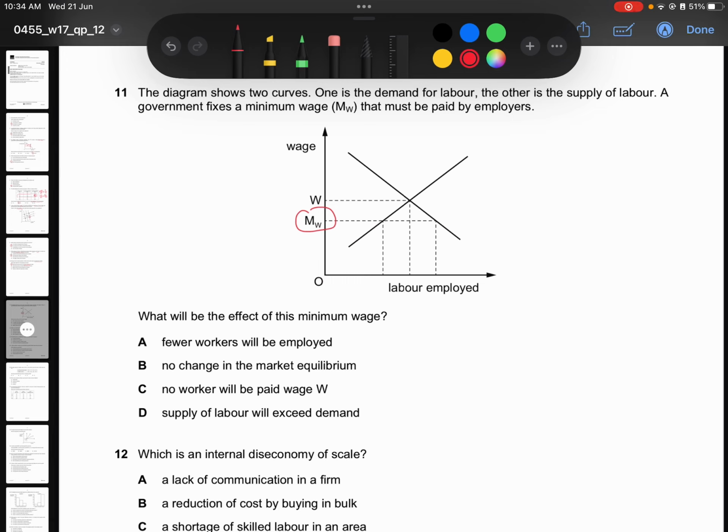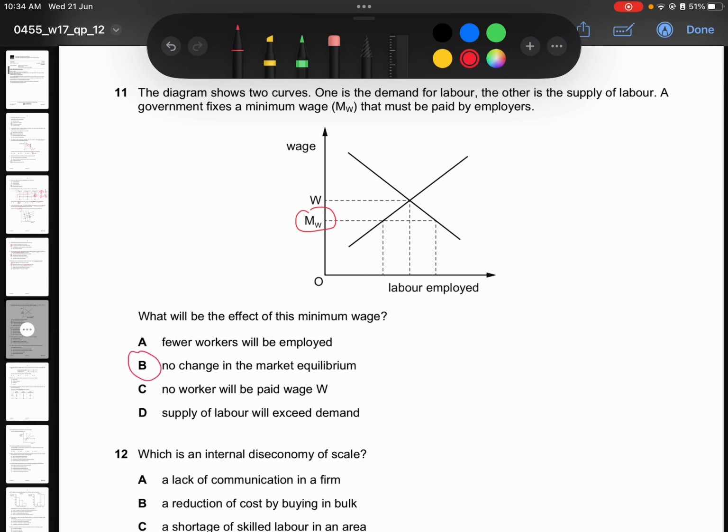Now this is kind of a tricky question, but a key point to remember here is that this question was highlighted in the examiner report as well. The main emphasis is that if your minimum wage is below your market equilibrium wage, there is no effect on the market equilibrium. To have any effect, the minimum wage must be above the market equilibrium wage. Hence, the correct answer is B, which is no change in the market equilibrium.